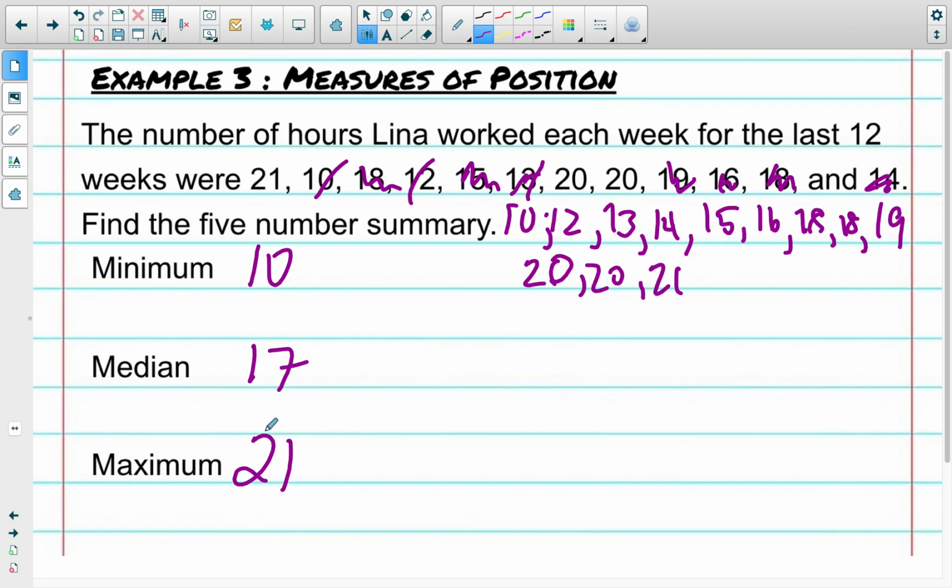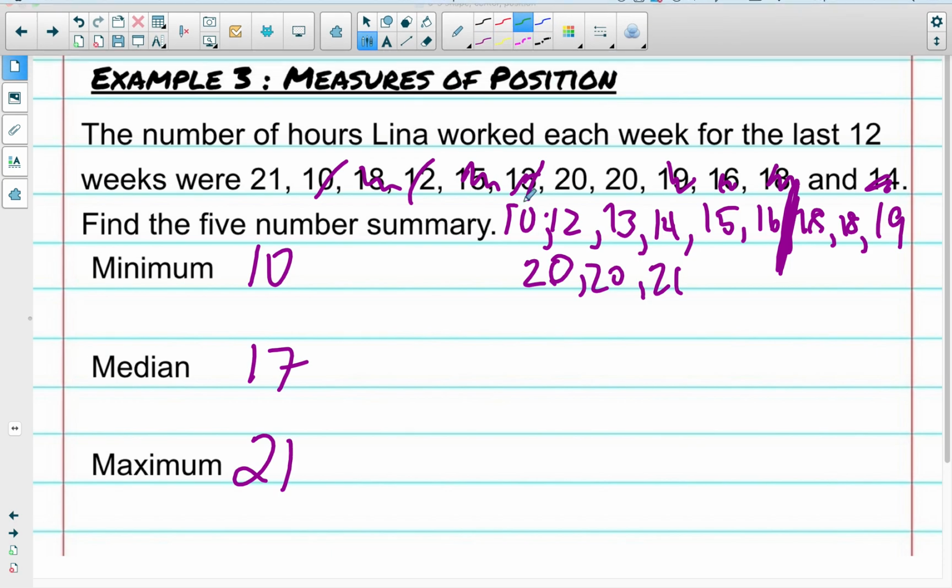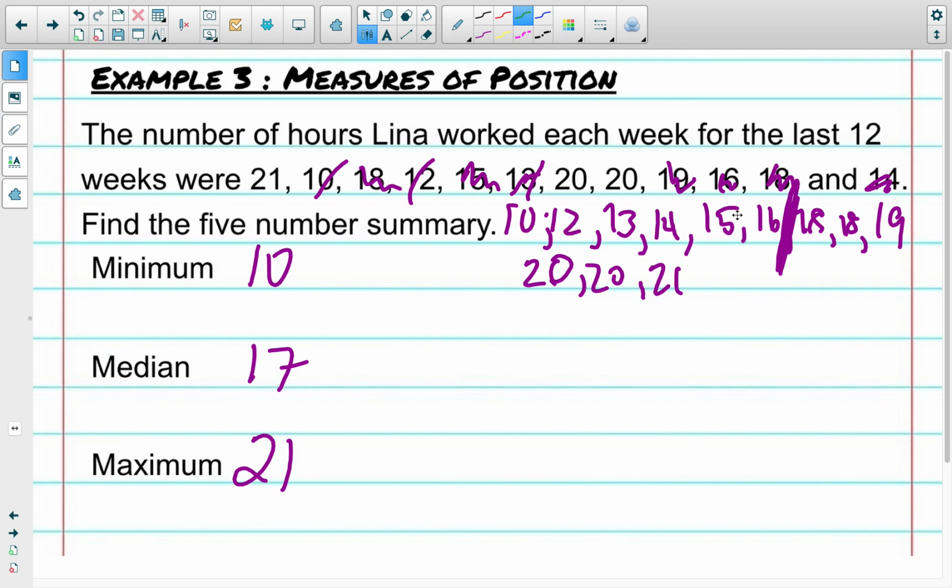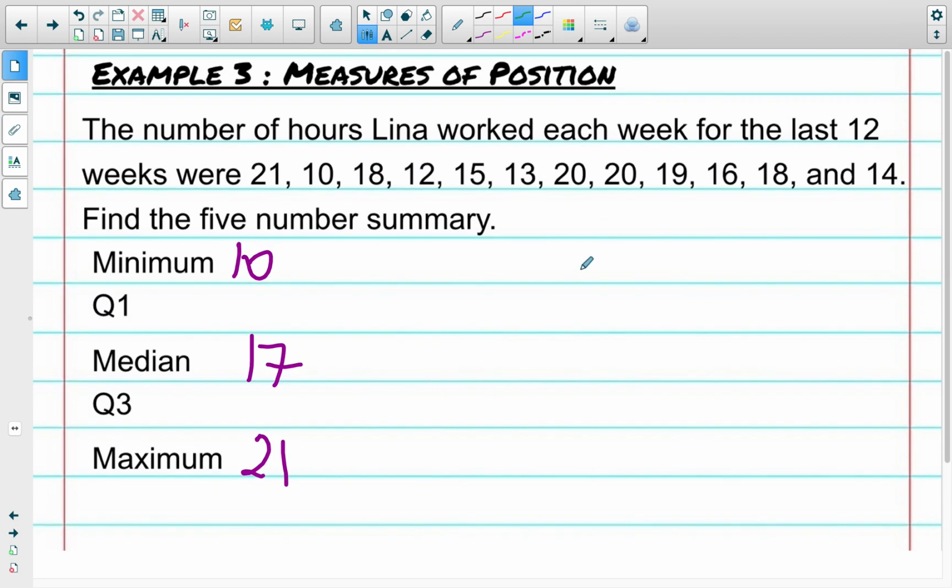Our quartiles are going to be the median of the lower half and the upper half of numbers. So 17 is our median, right here in the middle. Now we've broken our data into a bottom half and an upper half. The median of the bottom half, 10, 12, 13, 14, 15, 16, is in between 13 and 14, which is 13.5. Same thing with the upper half, 18, 18, 19, 20, 20, 21. It's halfway between 19 and 20, which gives us a third quartile of 19.5. So 13.5 and 19.5. That's a quick refresher on finding the 5-number summary. I will link a separate video for using your TI-84 to do that because it's much quicker.